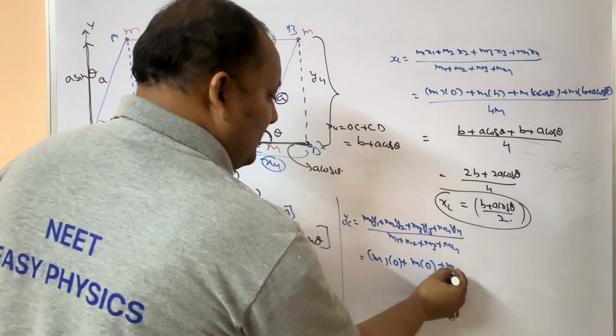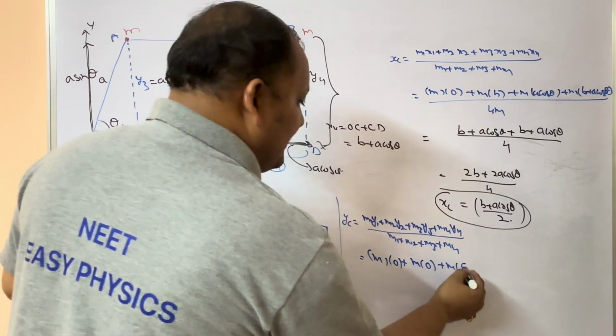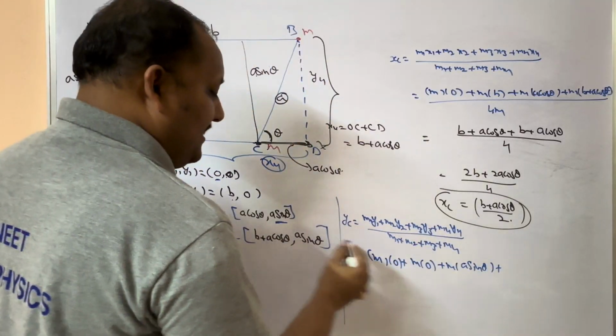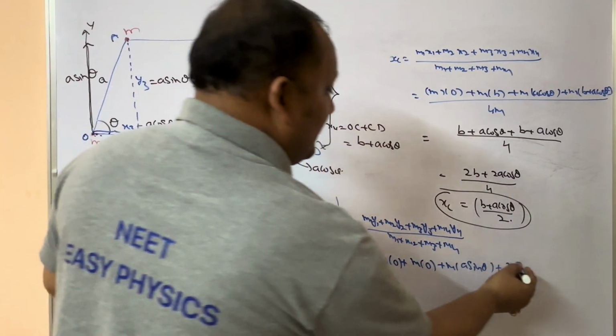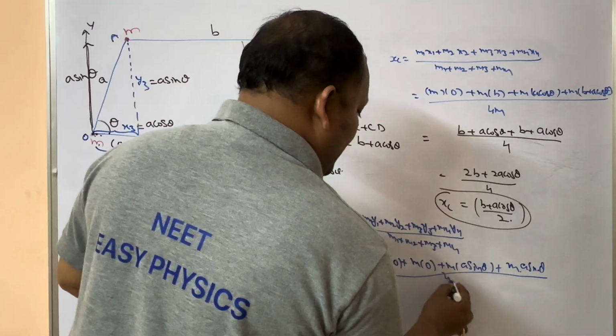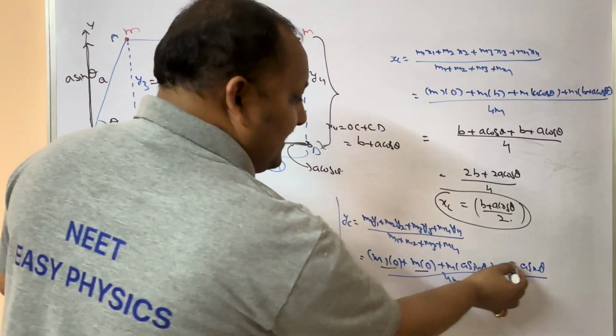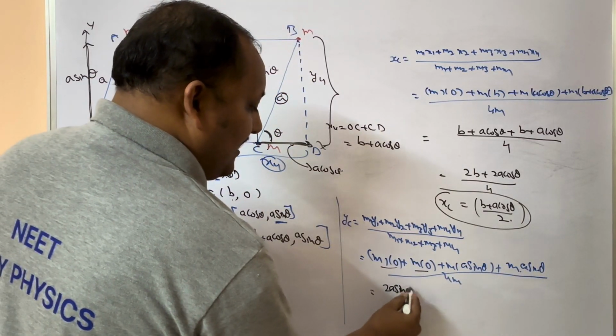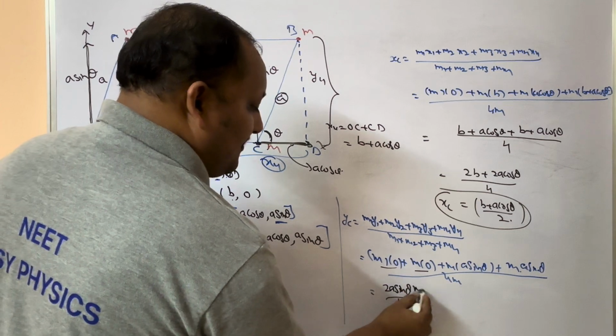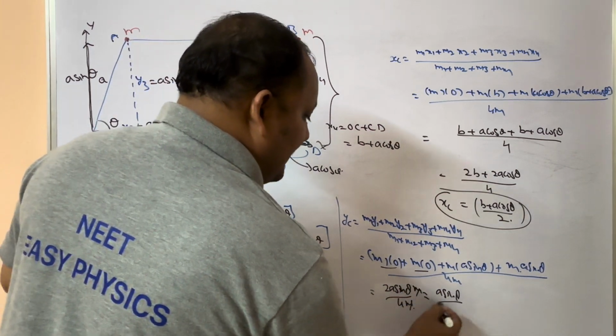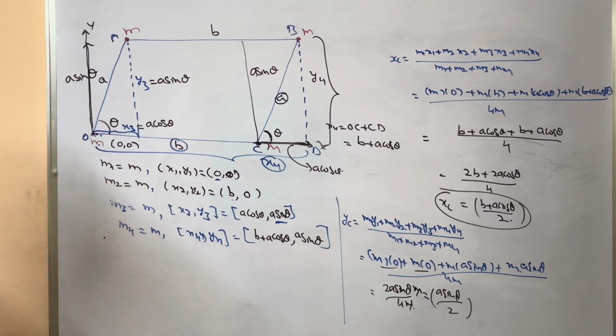So plus m into what is y3? A sin theta, plus m into, again a sin theta divided by 4m. Then what you are going to get is 0, 0, a sin theta plus a sin theta. So 2a sin theta by 4m. So m will be cancelled. Therefore, a sin theta by 2. So xc is b plus a cos theta by 2, yc is a sin theta by 2. This is the position of the center of mass of these four particles placed at four corners of the parallelogram.